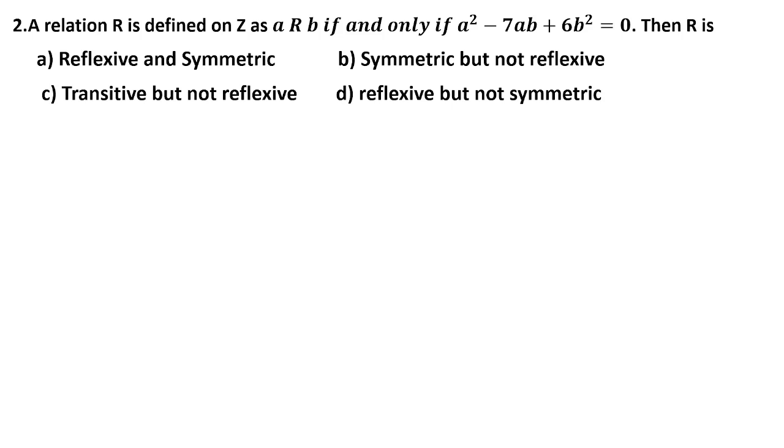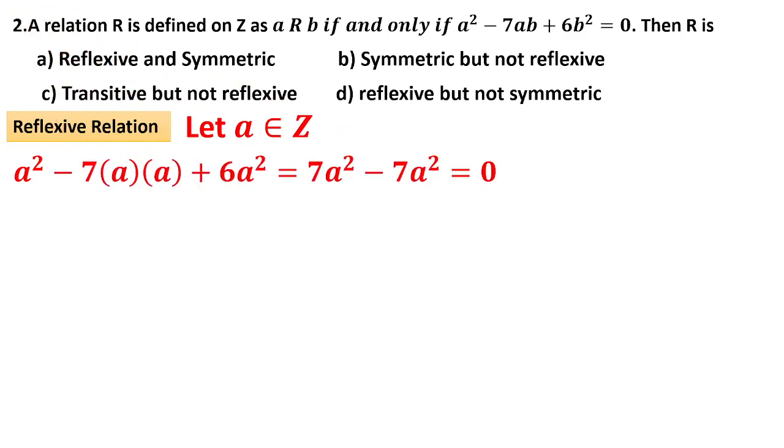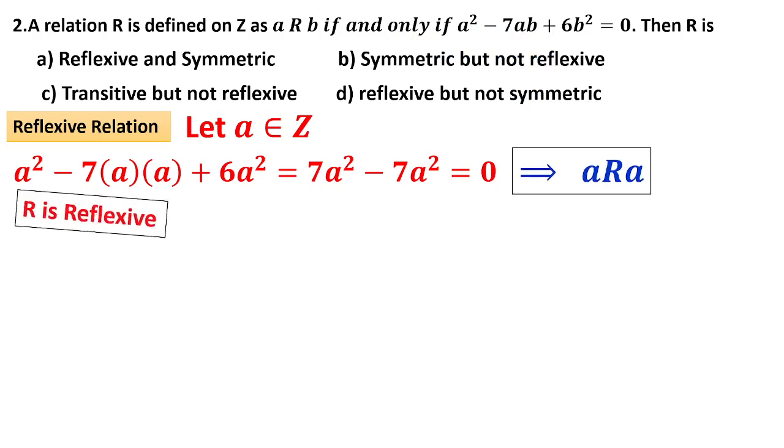Let us go to question number 2. A relation R is defined as a squared minus 7ab plus 6b squared is equal to 0. If a and b satisfy this equation, then they are related. Let us move on to reflexive. Take a, put it in the equation. Let us check whether this equation is satisfied. Yes, 7a squared minus 7a squared is 0. I am replacing a by b, and wherever b comes, we are replacing it by a. So a is related to a, therefore R is reflexive.